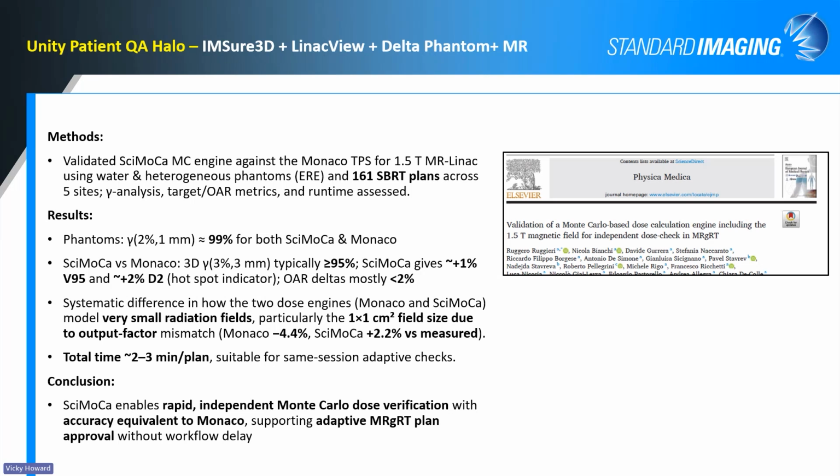So it could be that, to create those models, the vendor maybe should start incorporating 1x1 data, is what their recommendation was. But still, overall, it was an excellent agreement. They also found that the total calculation time for SIMOCA was about 2 to 3 minutes for their plans. And again, that's very suitable for same session adaptive plan checks. It's nothing that is going to cause any significant delay for the treatment. 2 to 3 minutes is really nothing.